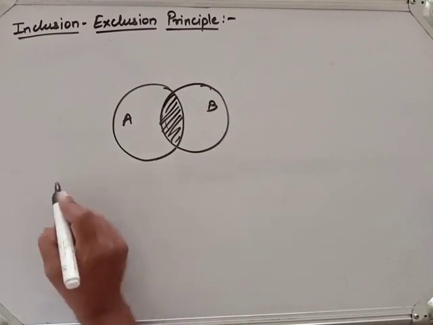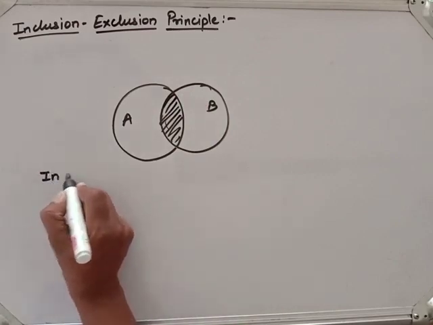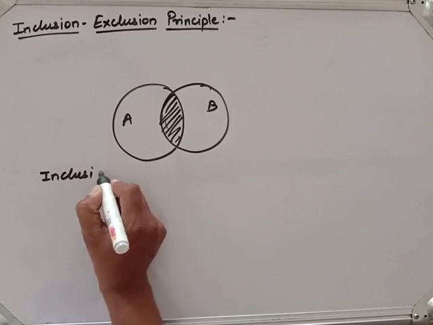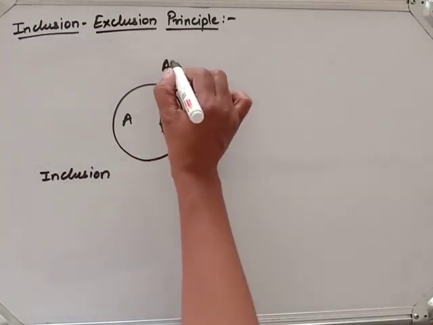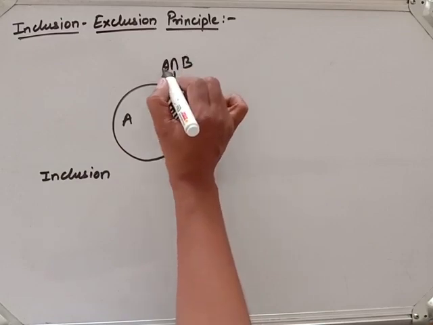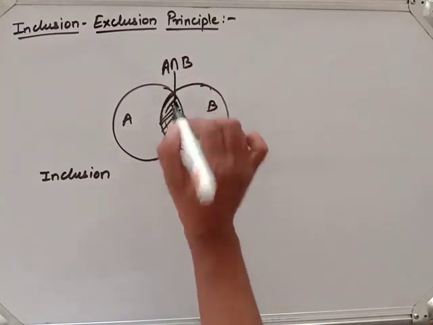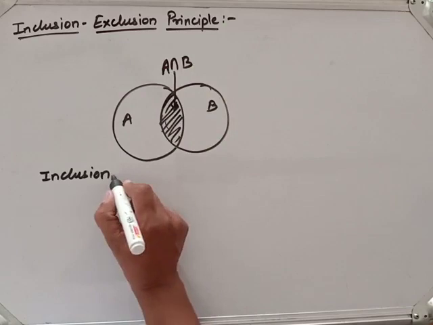Okay, so what can I write? The inclusion exclusion principle. You know the Venn diagrams from set theory. This common part is nothing but A intersection B, and that part comes twice. Do you get this?